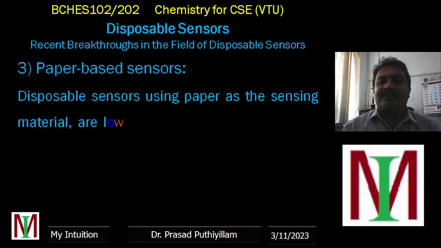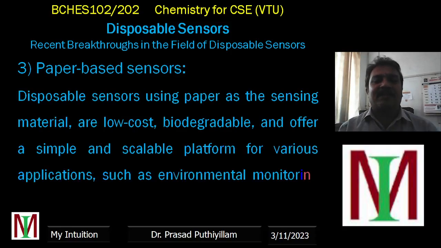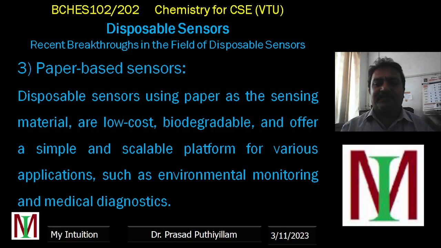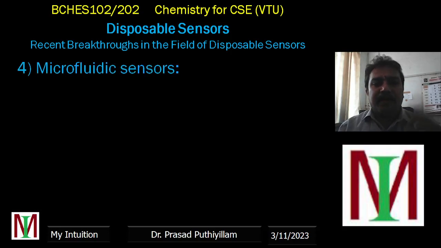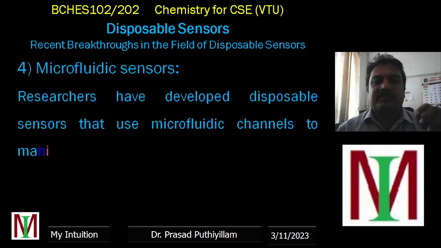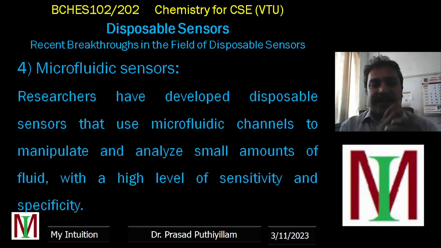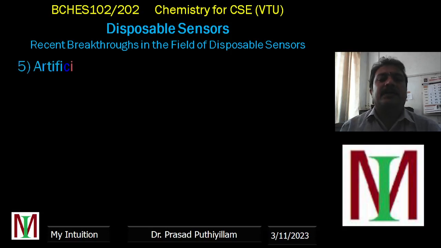Paper-based sensors: we know normal paper, a similar concept, low cost and biodegradable, and only paper is used, which has some coating on it, which can be used as a sensor. Microfluidic sensors: microfluidics means very small, micro-level volumes are used, therefore microfluidic channels manipulate and analyze a small amount of fluid with a high level of sensitivity and selectivity.